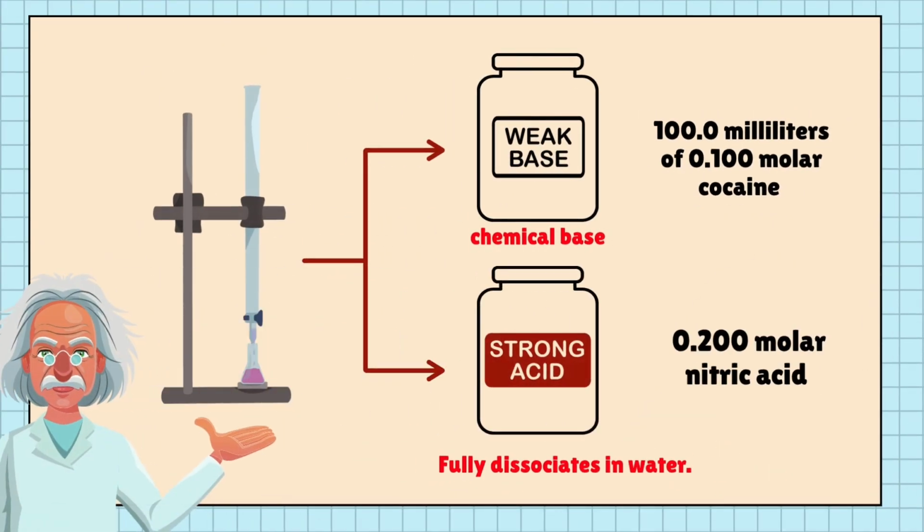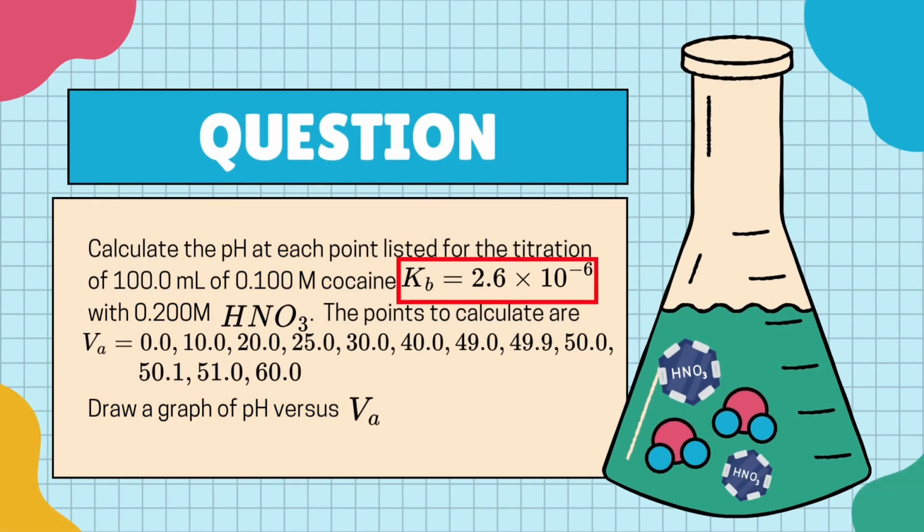We're given the titration between a weak base and a strong acid. Specifically, we have 100 milliliters of 0.1 molar cocaine. And yes, cocaine in this context refers to a chemical base. It is being titrated with 0.2 molar nitric acid, which is a strong acid that fully dissociates in water. We're also told that the base dissociation constant, or Kb, for cocaine is 2.6 times 10 to the negative 6. That means it's a weak base, not fully ionized, and we'll need this value later to calculate the pH through the hydrolysis and the buffer equation.